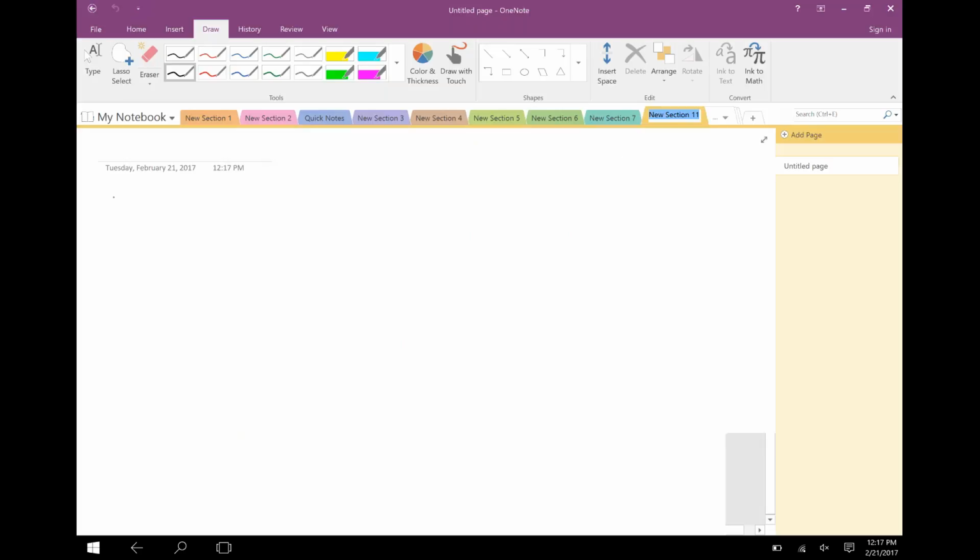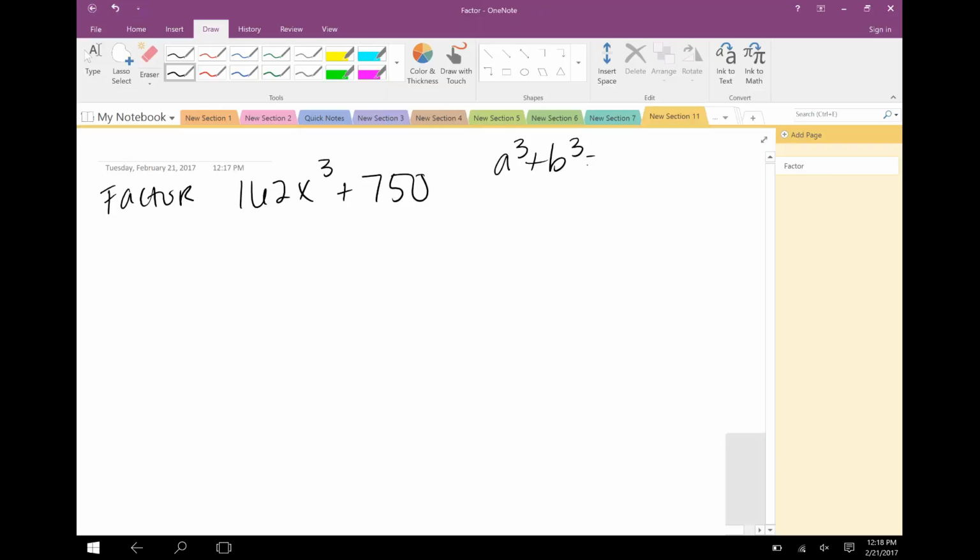Okay, so factor 162x to the third plus 750. Okay, so this is probably going to be a sum of cubes factoring problem. So let's just write out what that looks like. So that's a cubed plus b cubed equals, you do need to memorize these factoring patterns. That's a plus b times a squared minus ab plus b squared.